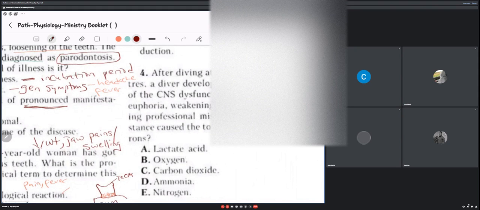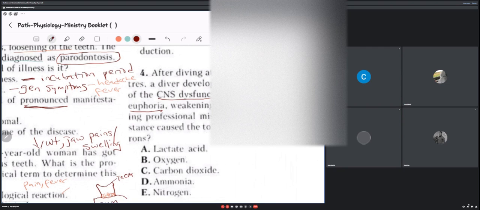All right. After diving at a depth of 30 meters, remember what I told you about greater than 30 meters? Yeah. A diver develops such symptoms of CNS dysfunction. This should be suggestive of something already. With what? Euphoria. That's that sensation of happiness, typical in those that drink.